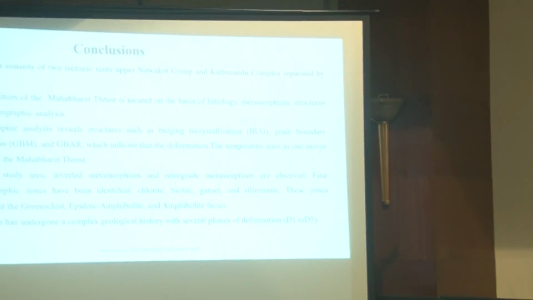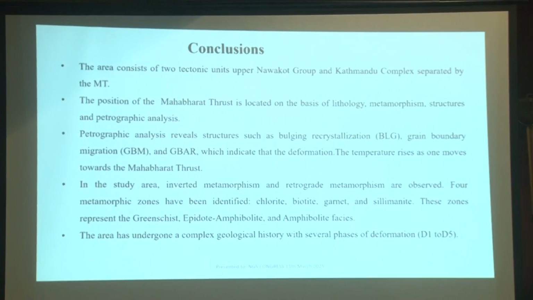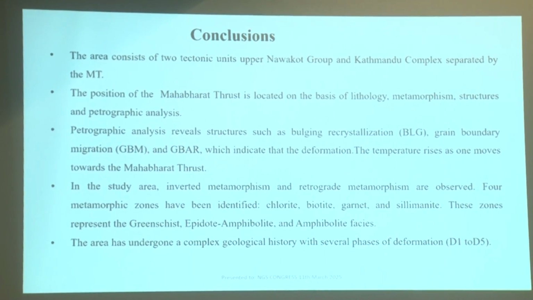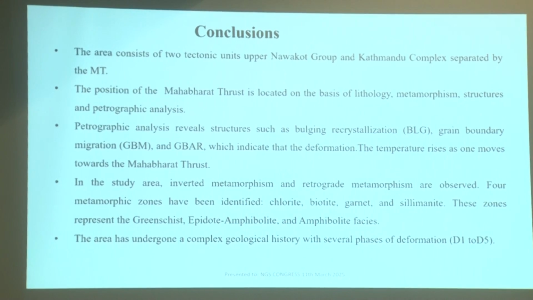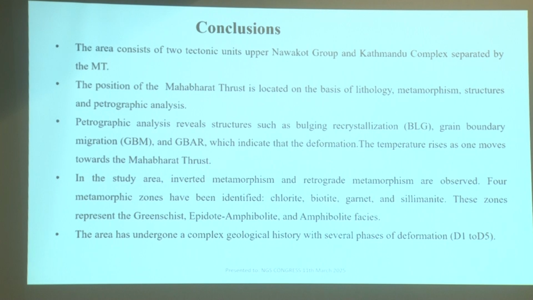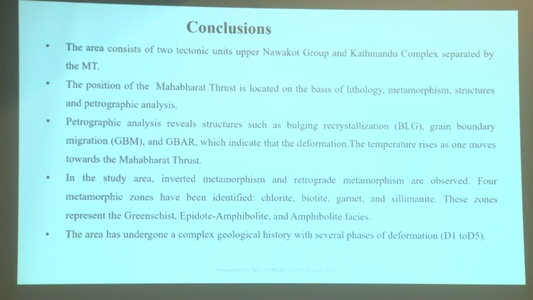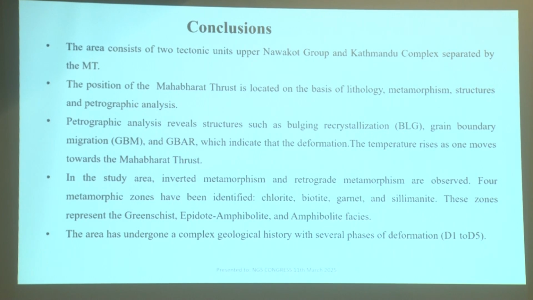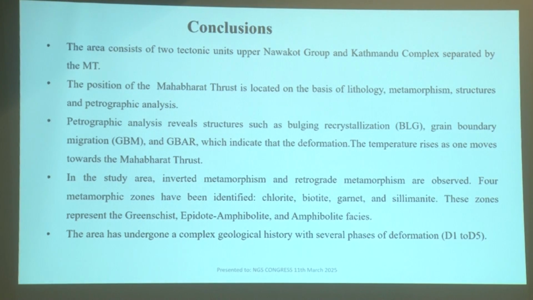And here is the conclusion. The area consists of two tectonic groups, the Upper Nuwakot group and Kathmandu complex, which are separated by the Mahabharat thrust, and the position of the Mahabharat thrust is located on the basis of lithology, metamorphism, structures and petrographic analysis. Petrographic analysis shows structures such as bulging, recrystallization, and grain boundary migration, showing both dynamic and static recrystallization, and the temperature rises as one moves towards the Mahabharat thrust. In the study area, prograde metamorphism and retrograde metamorphism are observed, and the area has undergone a complex geological history with several phases of deformation.